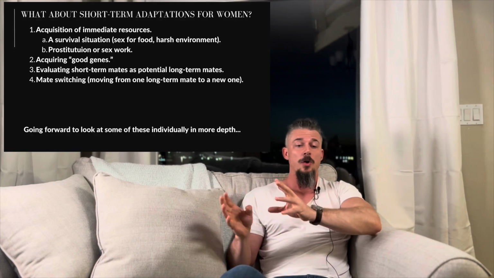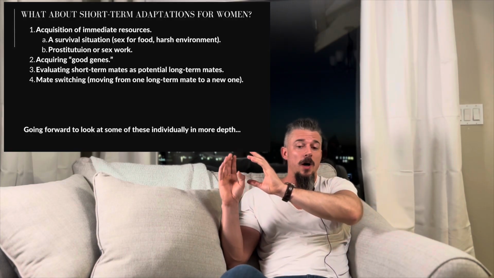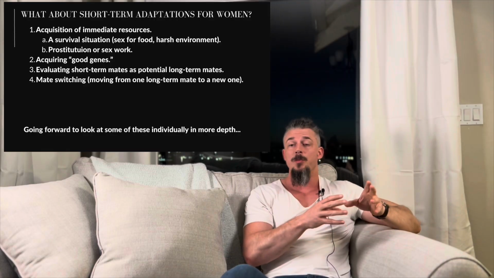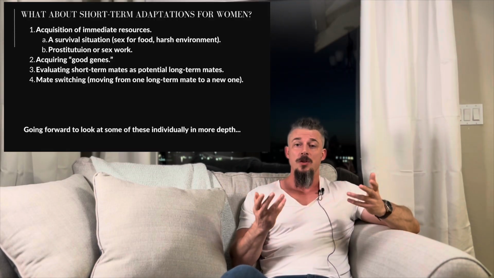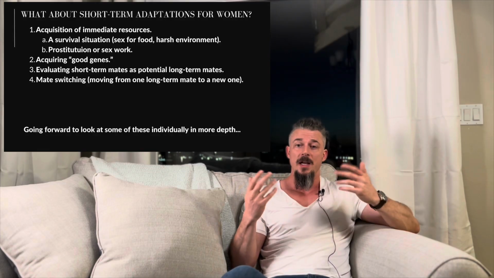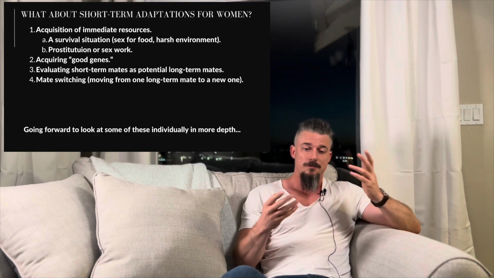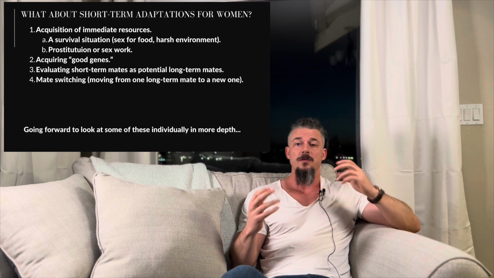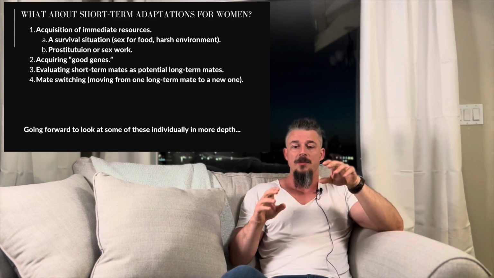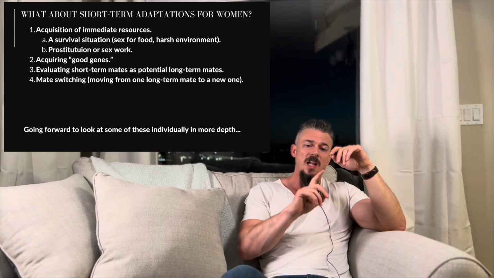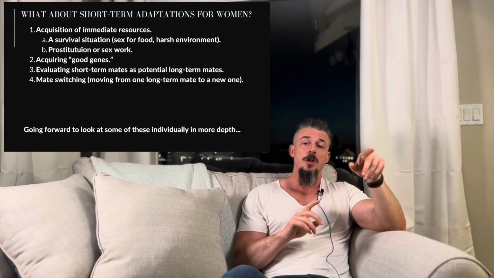So acquiring good genes is another potential reason for these short-term adaptations, right? That a short-term hookup or something like that can help you acquire good genes while you still have perhaps a primary partner whose genes are not so good, right? Related to the dual mate hypothesis. This hasn't replicated very well for many reasons. I'm sure I've talked about that in multiple videos. But that is one potential adaptation. These don't all have to be true. But another is evaluating short-term mates as potential long-term mates.